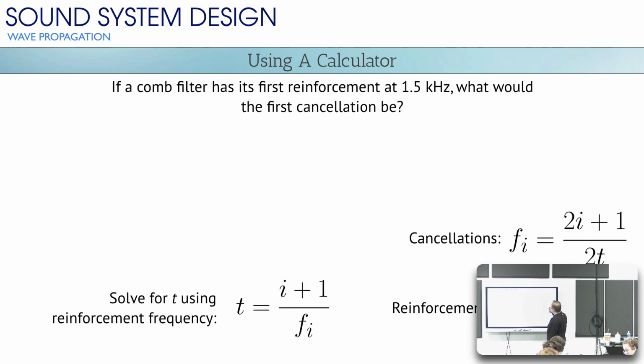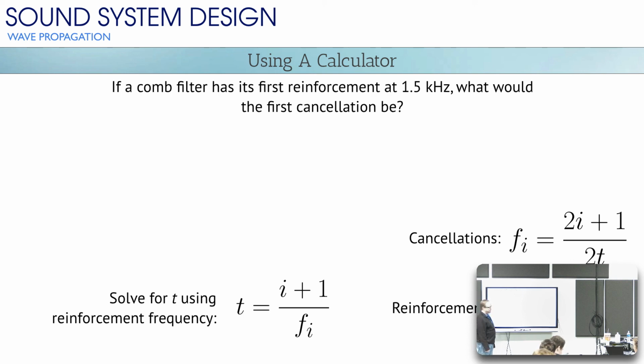We don't have time to do these, but I just want to show you how you can invert this. So you could have a question where I could say, hey, here's the first reinforcement. Now tell me what the first cancellation would be. In order to do that, you'd have to find t. You'd have to solve for t and then go backwards. If you took this equation for reinforcement and converted it for t, if you know how to do that algebra, I looked up how to do that algebra, and this is what I came up with. T equals I plus 1 divided by the frequency.